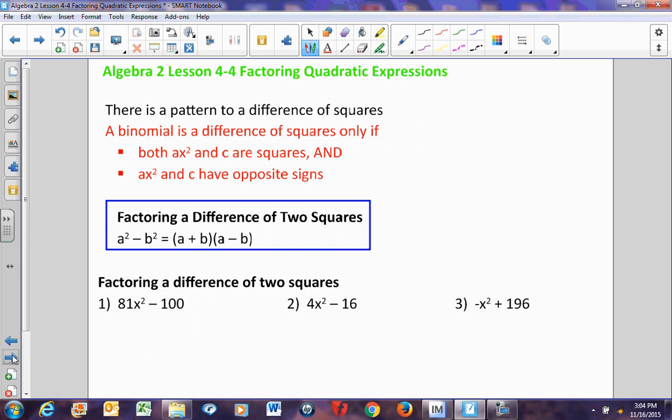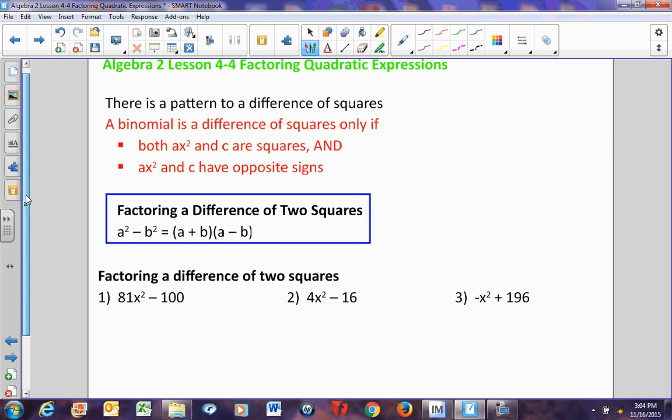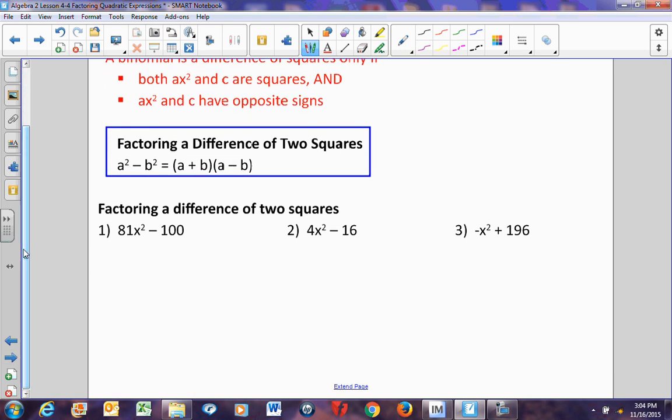Now there's a pattern to the difference of squares. A binomial is a difference of squares if and only if both ax squared and c are squares and ax squared and c have opposite signs. Okay? So if I look at this, I have to have a minus sign between them, or the first term has to be negative and the second term has to be positive.